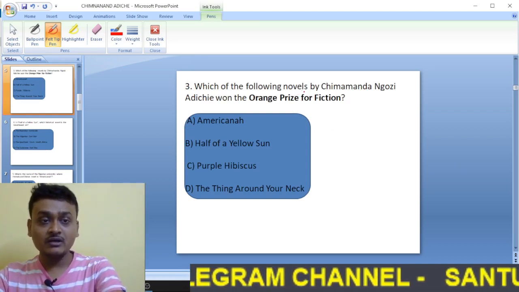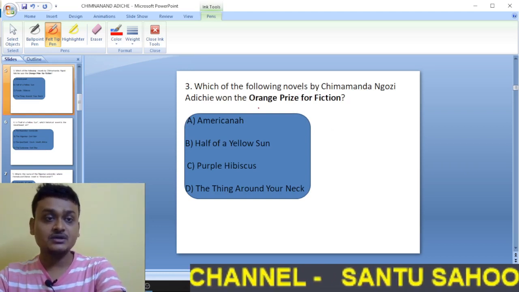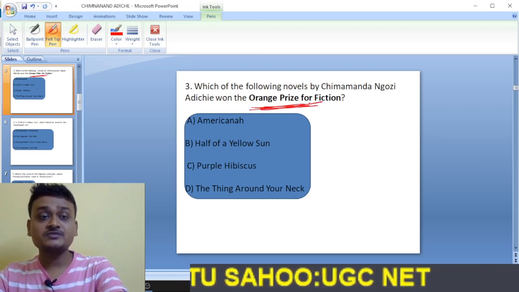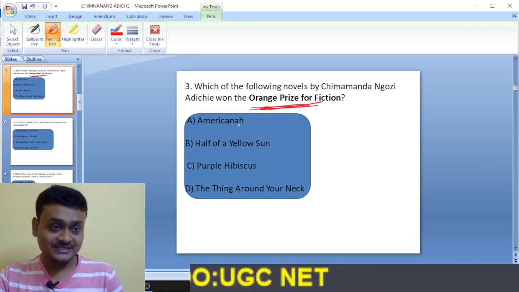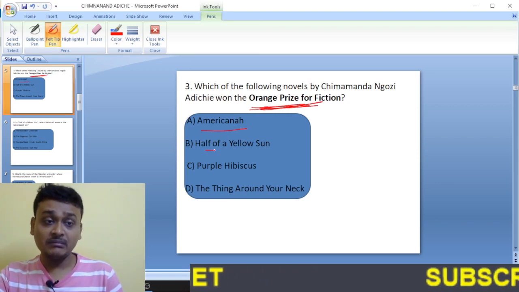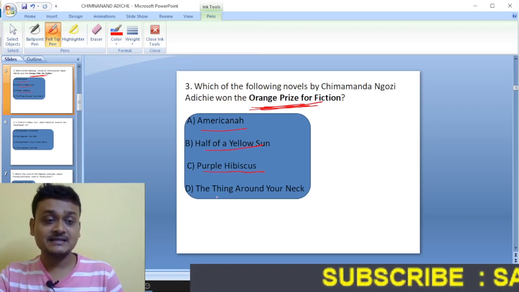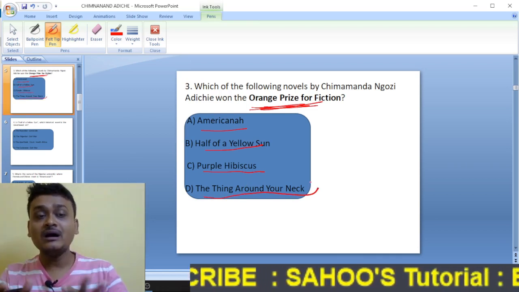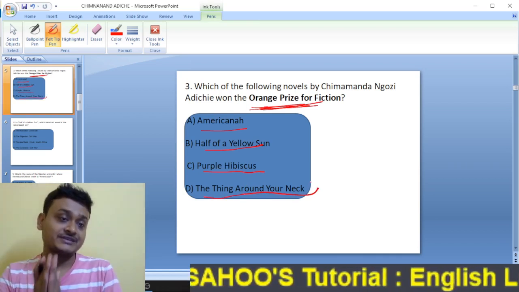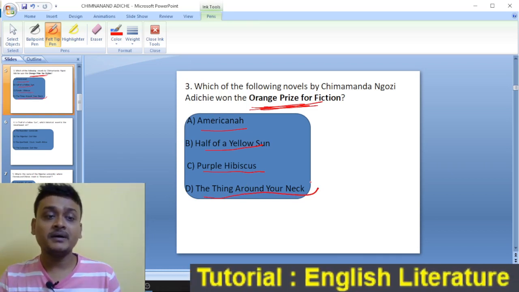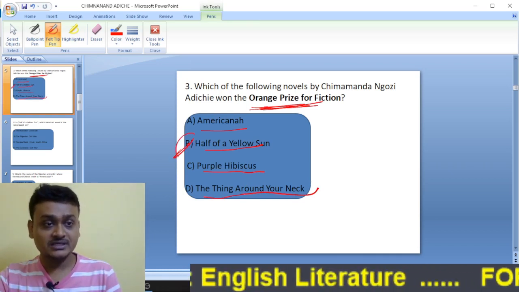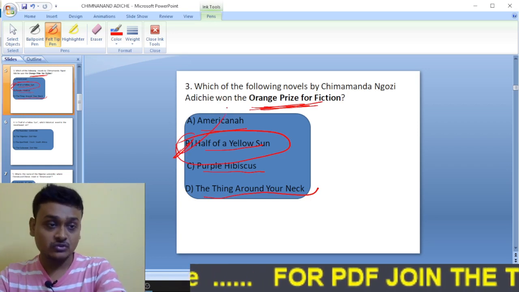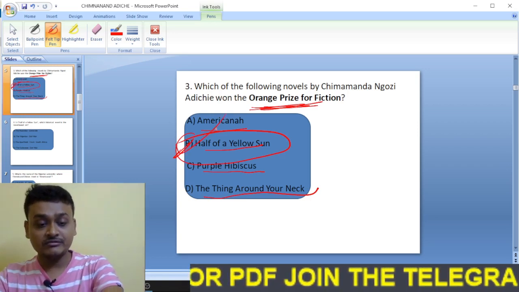Which of the following novels by Chimamanda Ngozi Adichie won the Orange Prize for Fiction? Now your options are Americanah, Half of a Yellow Sun, Purple Hibiscus, The Thing Around Your Neck. So the novel that won her the Orange Prize for Fiction is Half of a Yellow Sun. So B is the right option over here.